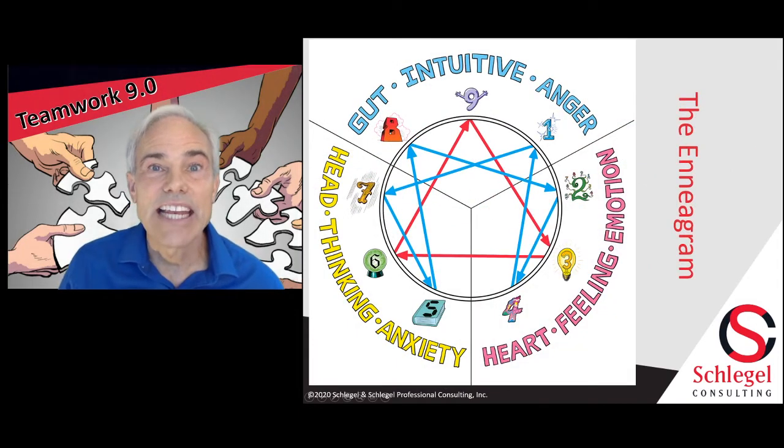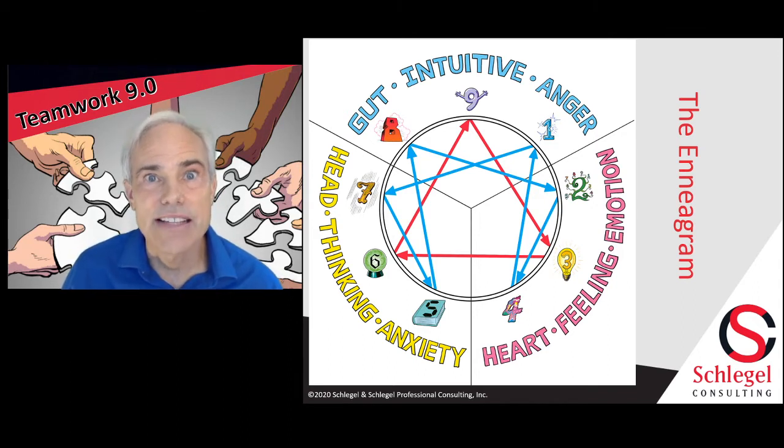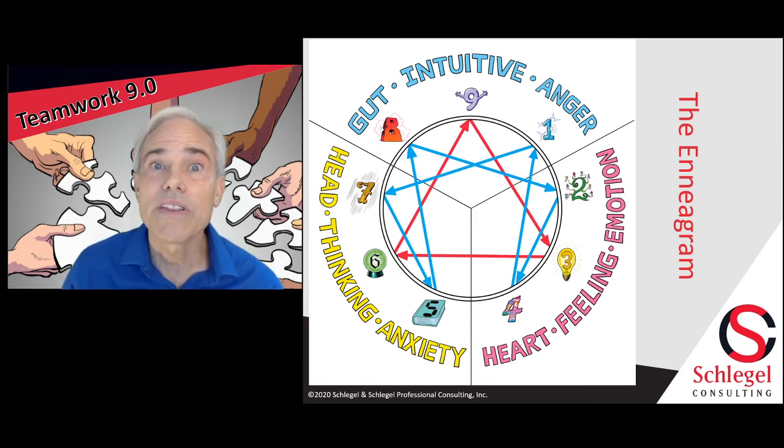So here you see the Enneagram Diagram with the 9 types. And you can see that it can be broken up into 3 groups of 3. These 3 groups are commonly called centers or triads. You have the gut center, the heart center, and the head center. In each one of these centers, there's an underlying driving dynamic associated with it. For the gut center, that dynamic is anger. For the heart center, it's feelings or emotion. And for the head center, it's anxiety.